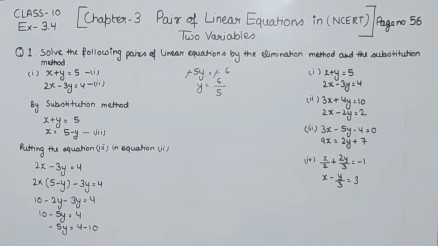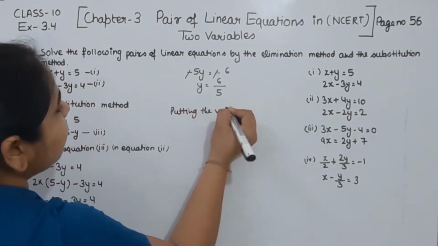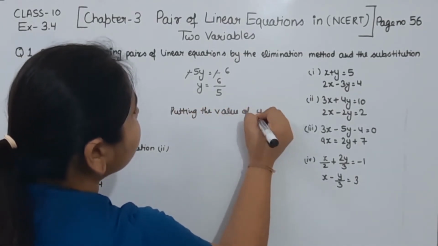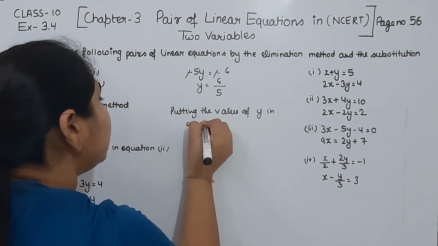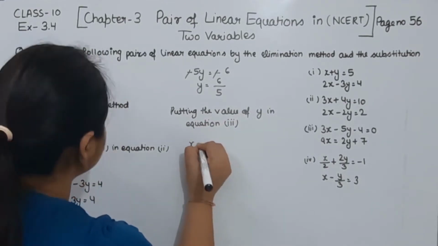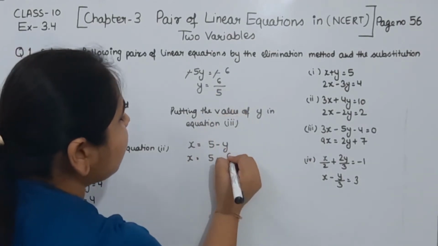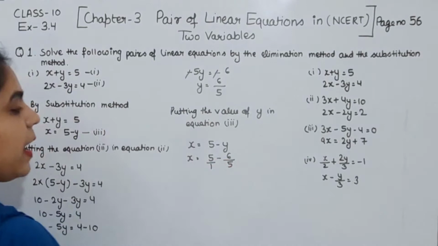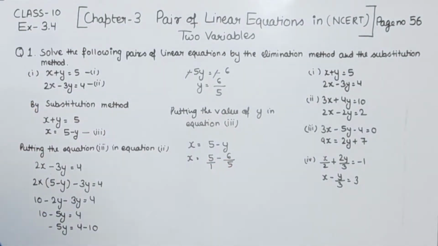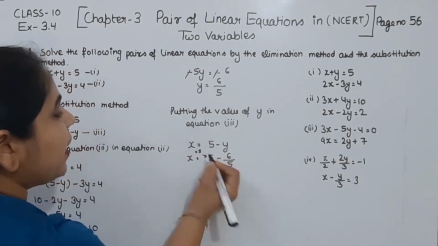Now we have to put this value in equation number 3 for finding the value of x. So we are going to write here, putting the value of y in equation 3. The equation number 3 we are having is x is equal to 5 minus y. So x is equal to 5 minus the value of y, which is 6 by 5. Now we have to subtract. For that, the denominator should be the same. For that we have to multiply this one by 5. So if we are multiplying in the denominator, we have to multiply in the numerator also.